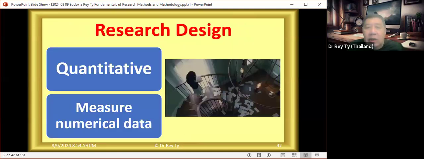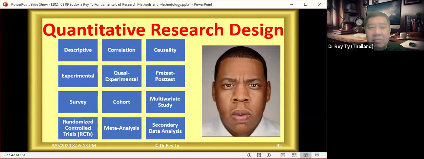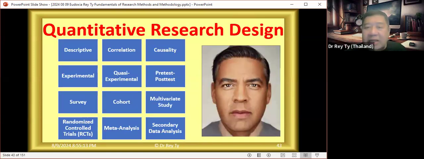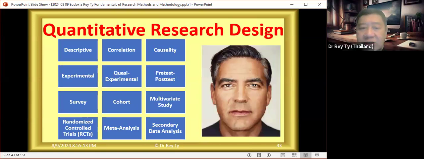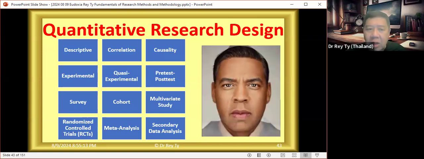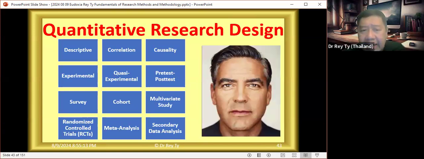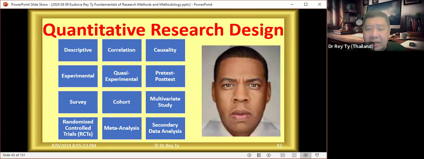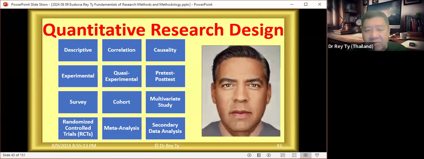Now, so we look at the qualitative research design. There's a quantitative research design. In the qualitative, we're looking at human experiences. In the quantitative research design, we're measuring numbers. So the data are in numbers. Okay, there are many types of quantitative research. The most famous ones are descriptive, correlation, causality, experimental, and pre-test, post-test, as well as survey. So these are the more famous ones.